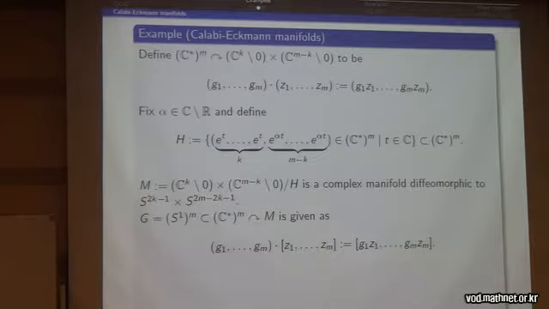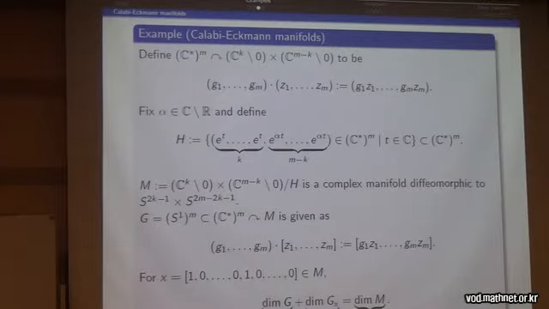And we consider an m-dimensional torus action given by the same formulation. Then for the point x, whose first entry and (k+1)-th entry are 1 and the others are 0, this is a point in M. For the point x, the dimension of G plus the dimension of the isotropy subgroup is the dimension of the whole manifold. So this is a complex manifold with maximal torus action.